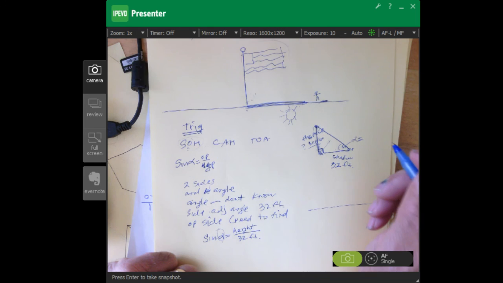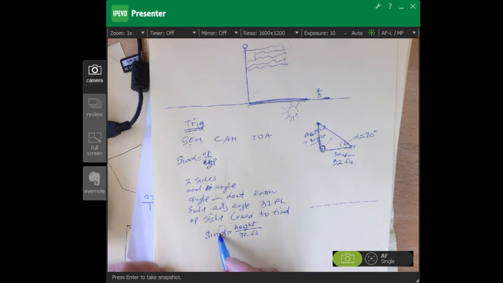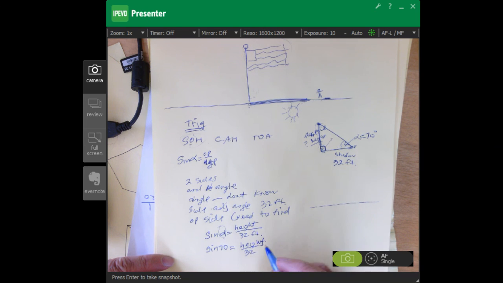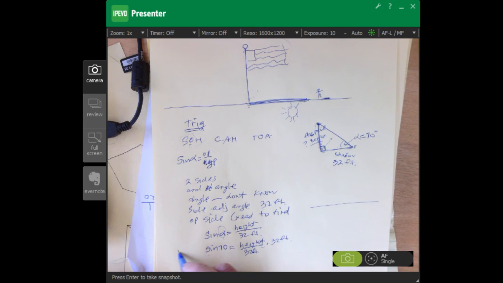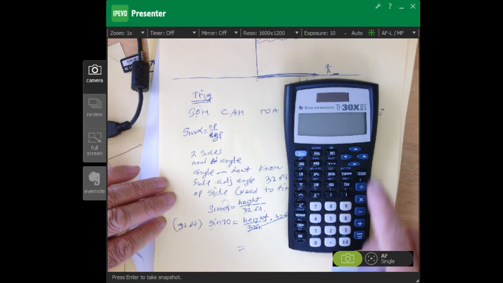And let's say we measure the angle and it's 70 degrees. Now you plug it in: sine 70 is the height divided by 32. And you multiply both sides by 32 feet. That cancels, and your answer is going to be 32 times sine of 70.